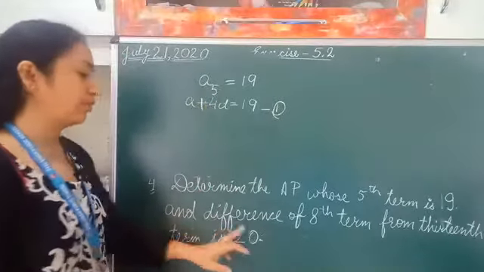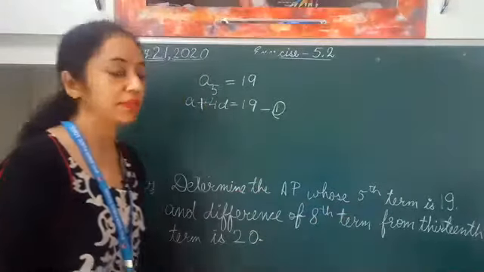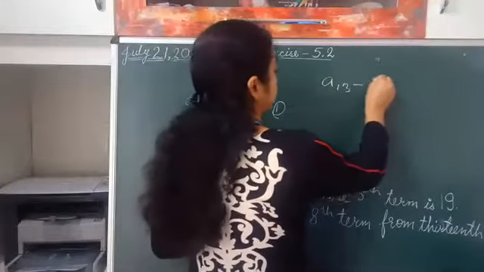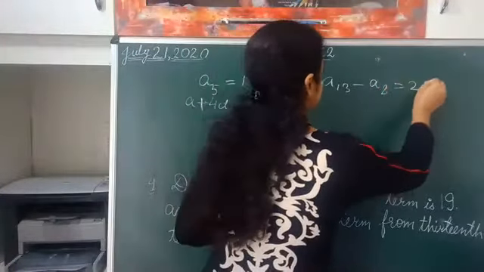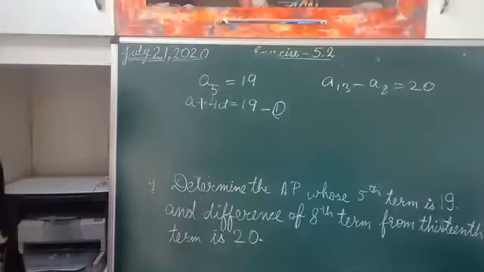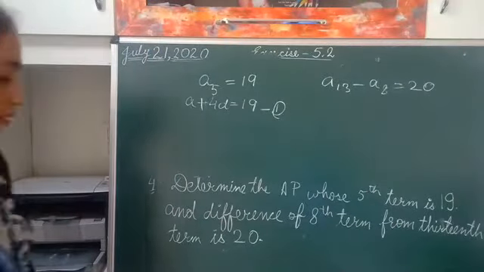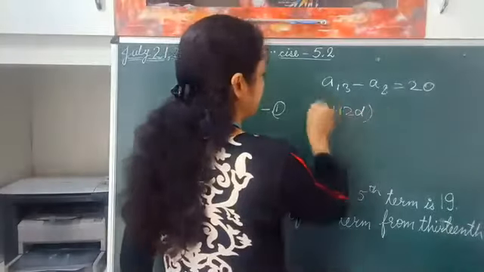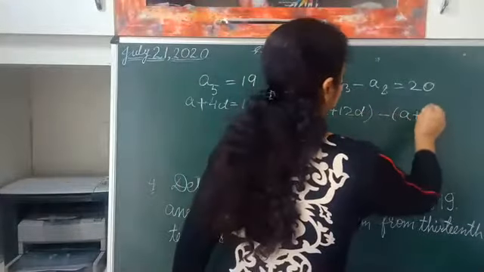The next line is: difference between the 8th term and the 13th term is 20. Difference of 8th term and 13th term is 20, right? Put the values and get the AP. A13 is A plus 12D. Okay, what is the answer, Lakshya?